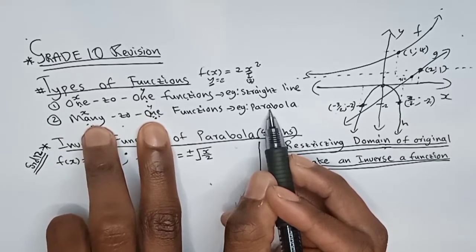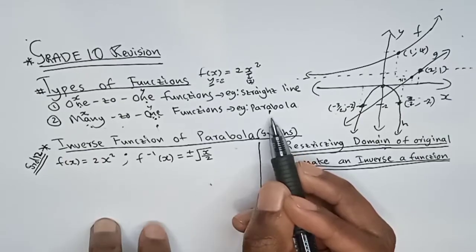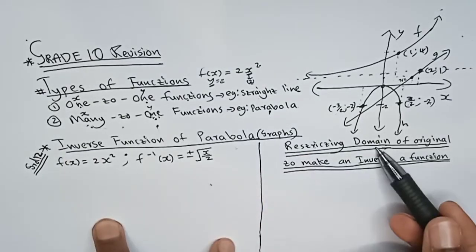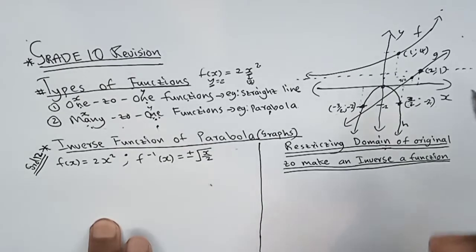I don't know if it makes sense. So we're going to draw the inverse of a parabola, but we'll also go for restricting the domain of the original so that we can make the inverse a function.